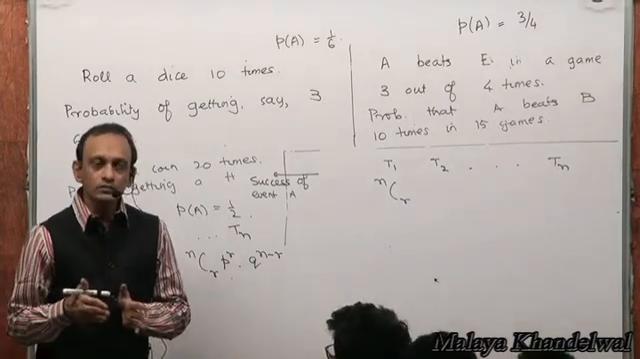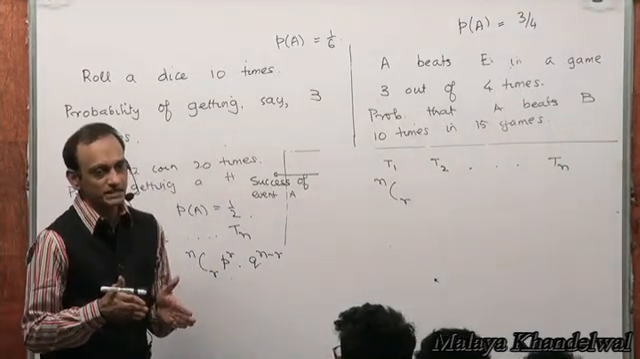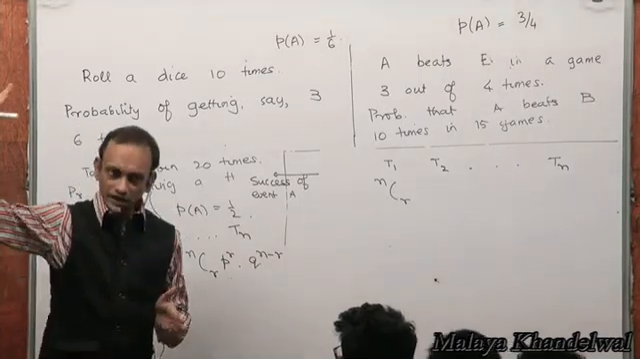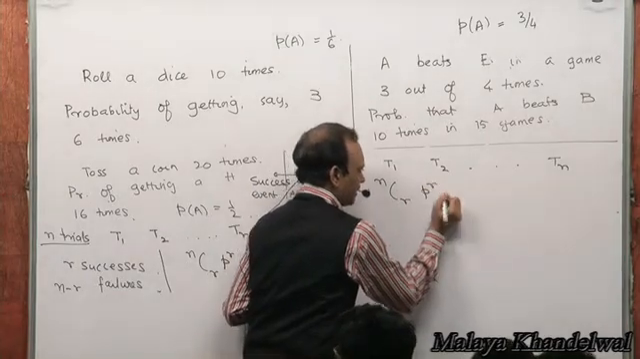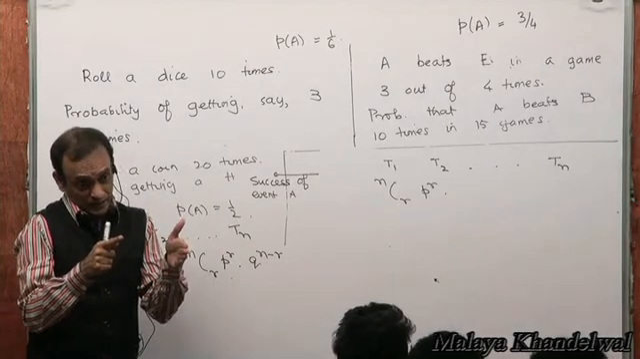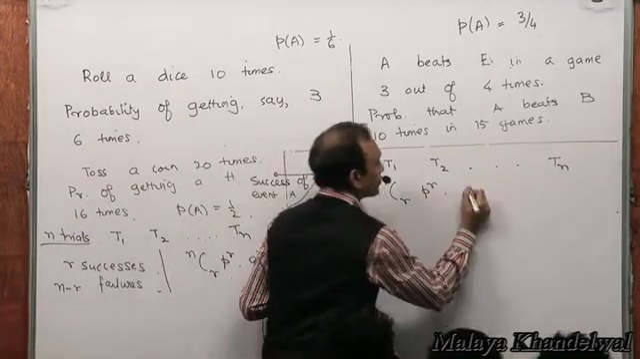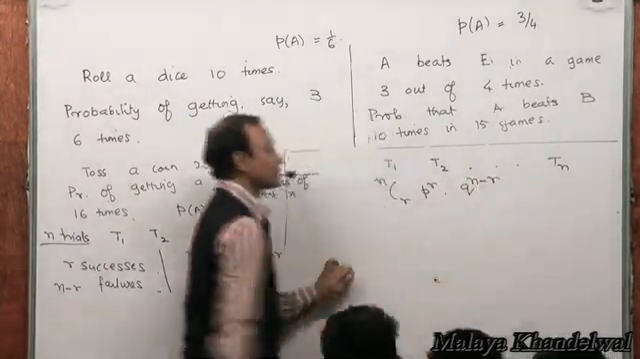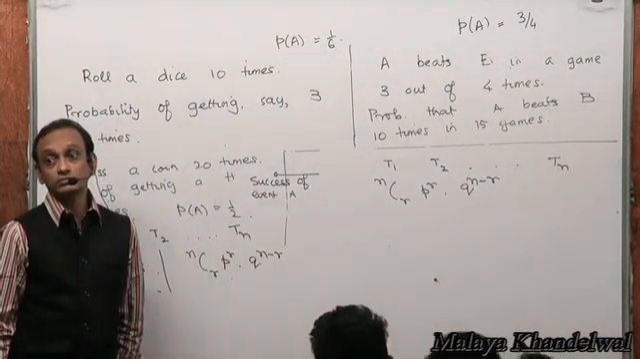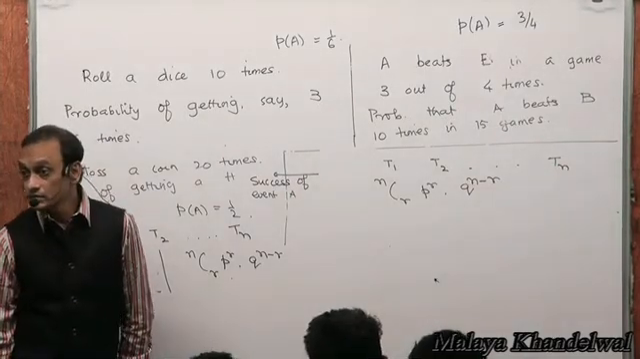And now, for each of these r successful trials, the probability is p. So p into p into p into p, r times, p to power r, and n minus r failures, right? So which is like q into q into q, n minus r times. Yes or no? Q to power n minus r. That's the probability of success in our trials, right?